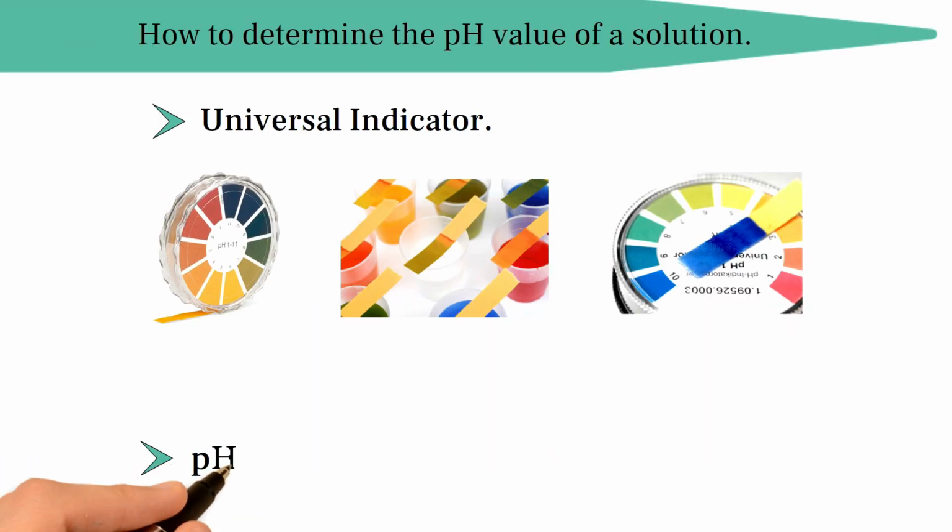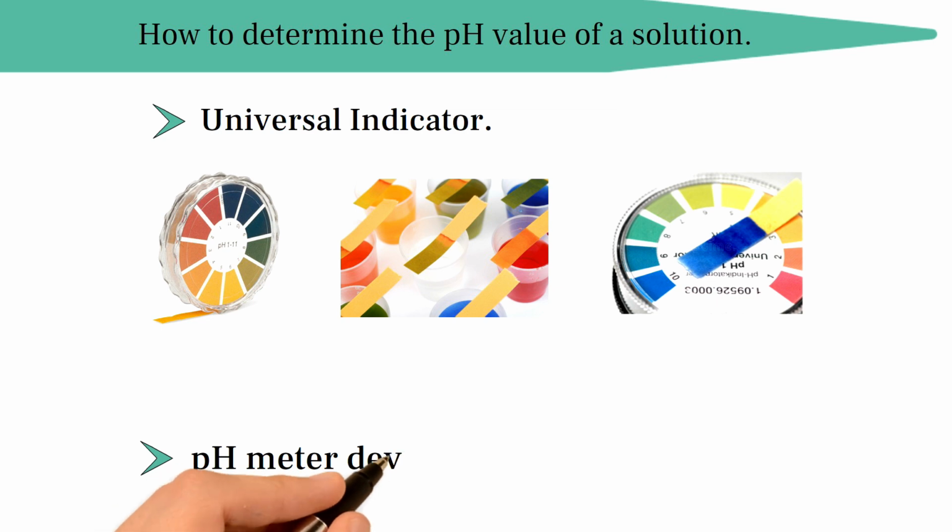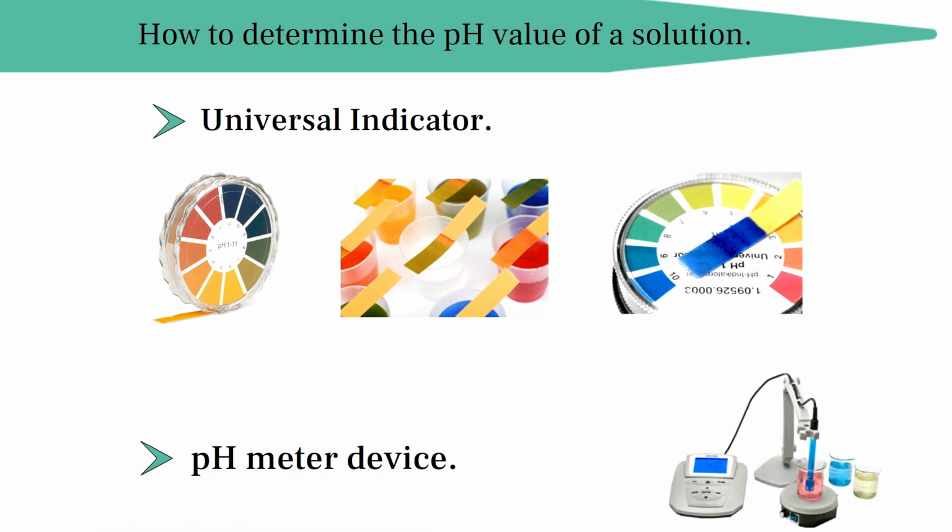The second method is using a specialized device called a pH meter, which provides more accurate measurements than a universal indicator. It's commonly used in laboratories and in many chemical industries.